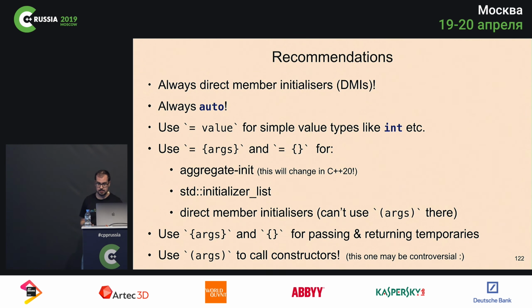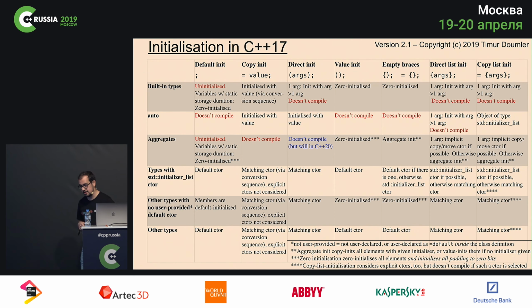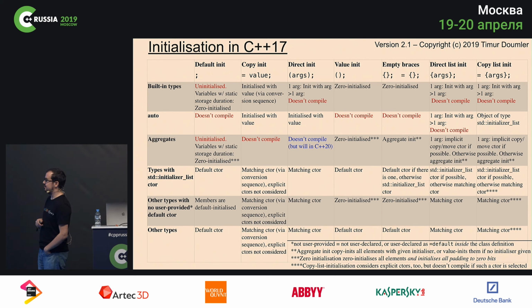And then my last slide is a summary of everything we talked about. If you find me on Twitter, I've pinned this slide to my profile, so you can find it there. So basically, the rows are all the different kinds of types, like aggregate types or built-in types and so on. And the columns are all the different initialization syntaxes. And for each one, this table tells you what they do.